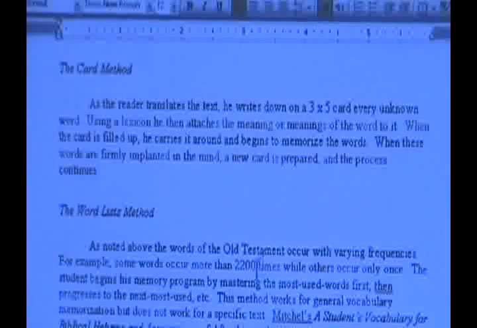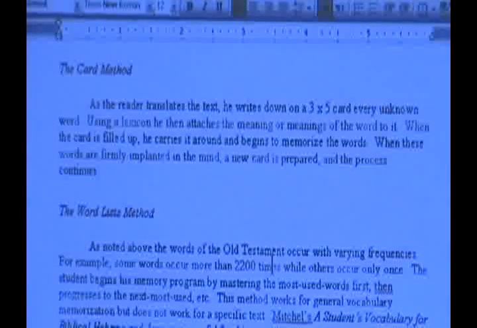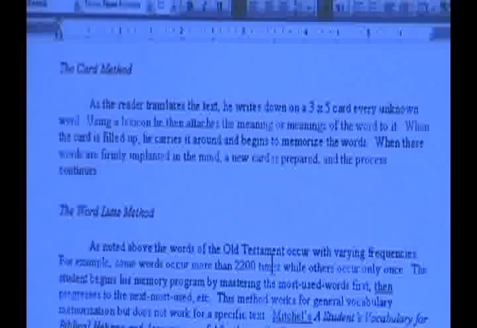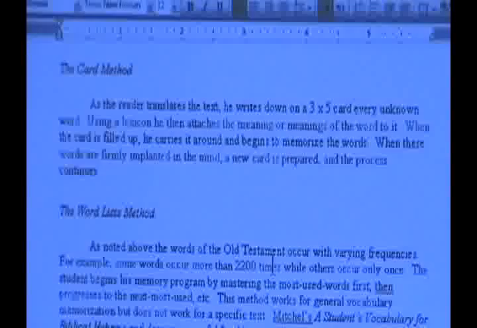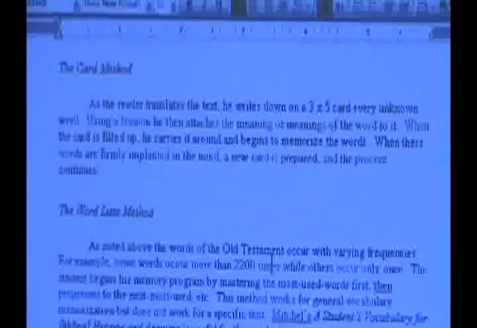Word list method, and this was one course that was a little easier to use.